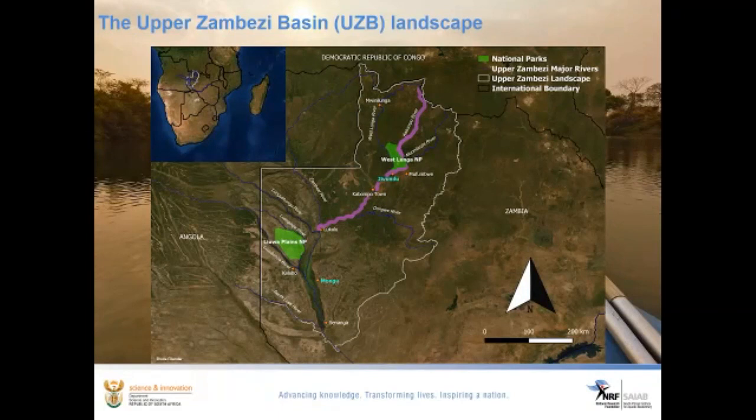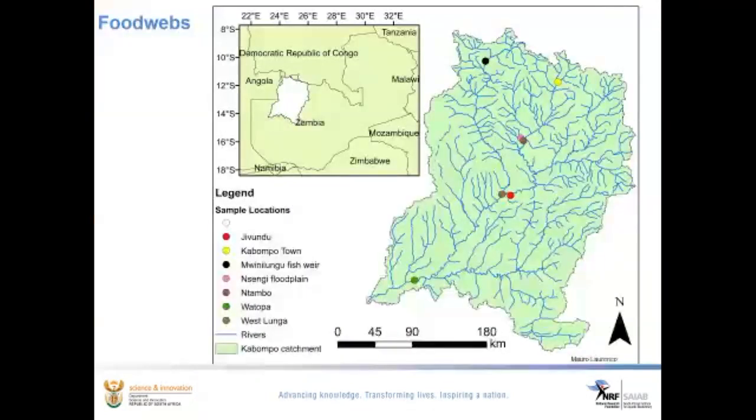A gap analysis with a systematic literature review indicated that food web information was the most extensive problem for river management in the Upper Zambezi Basin. As such, a food web analysis was decided on to try and provide some of the first baseline information for ecological processes of the Upper Zambezi.